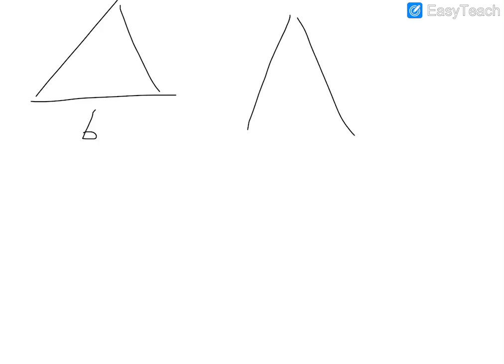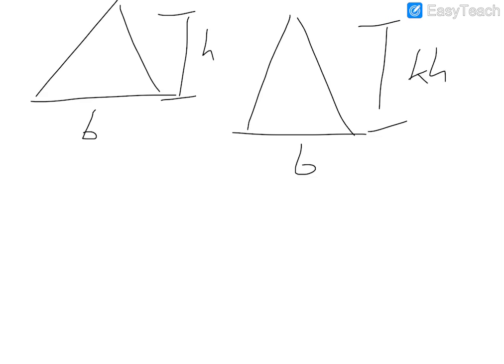Now, what if they're not similar? Let's consider something else. Let's consider this triangle with base B, and this triangle also with base B, except they have different heights. Let's say this one is H, and this one is KH. Given what we've covered, the ratio between the areas would just be K. And yes, this might seem obvious, but it could be useful sometimes.